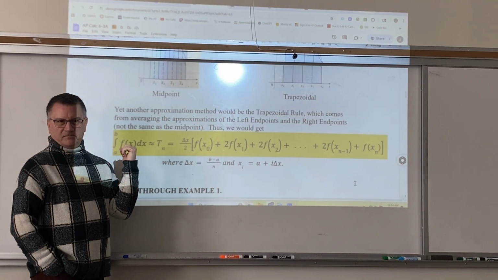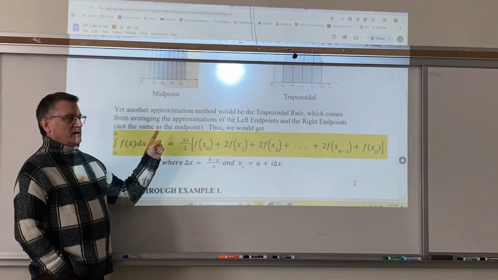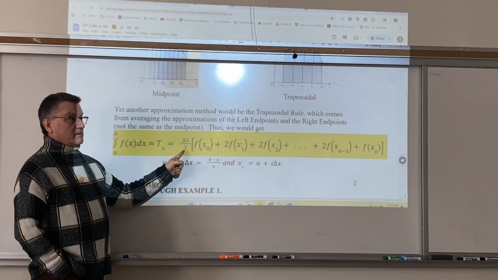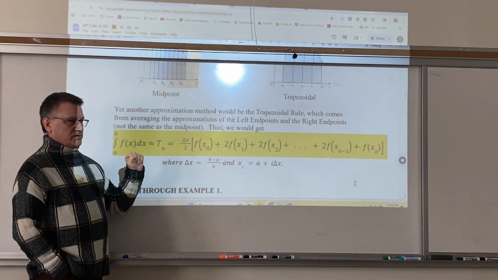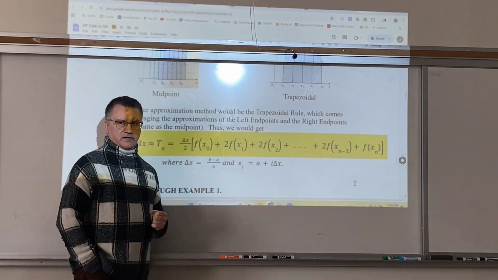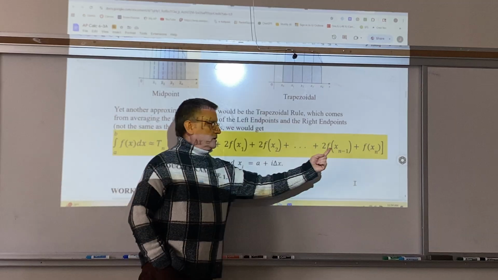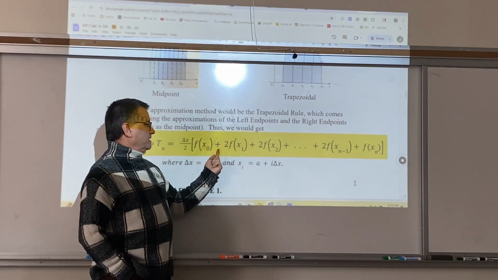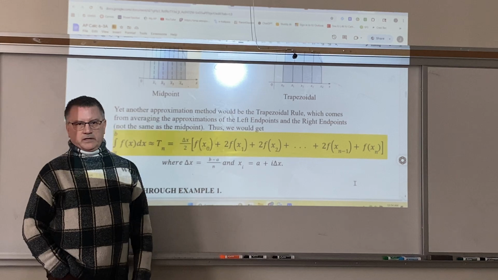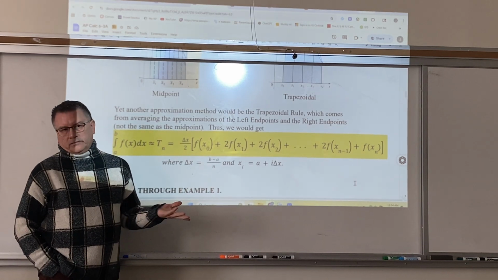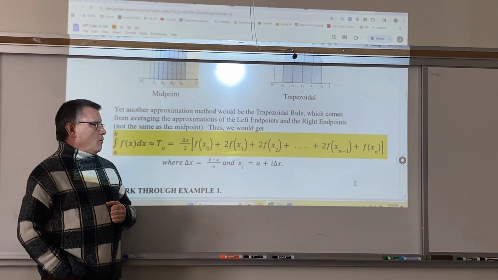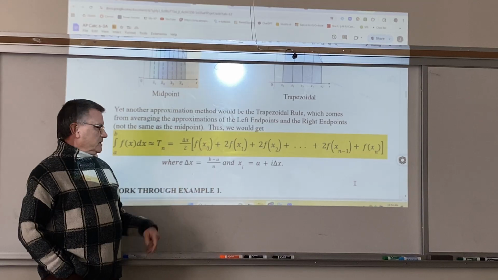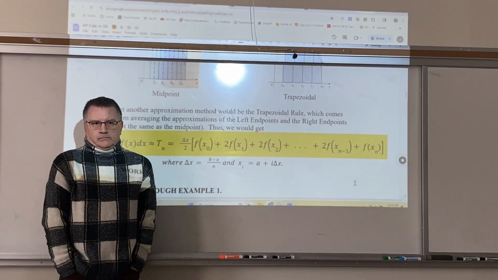Whew. That's the formula. The changes: change of x divided by 2, not just change of x, on the outside. You're still going to plug in different values of x, but the first and the last one, you only do once. Everything in between, you multiply by 2, or do it twice. It's easier to multiply by 2. And we figure out change of x anyway.